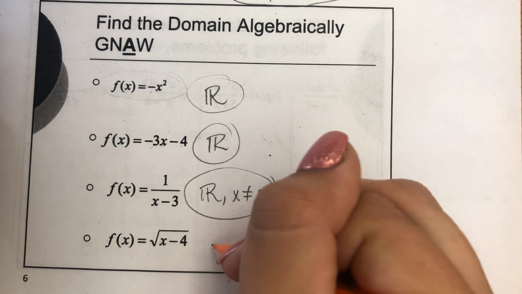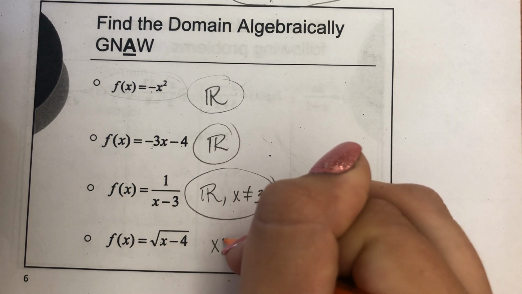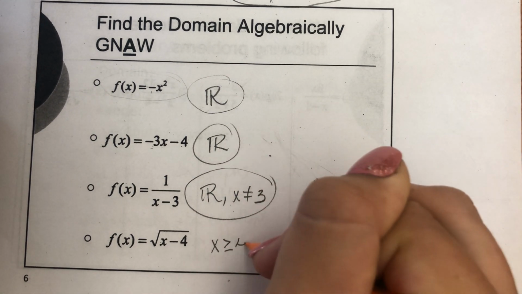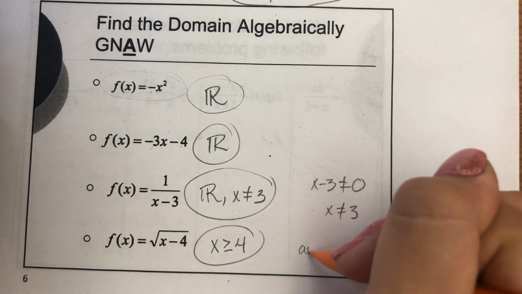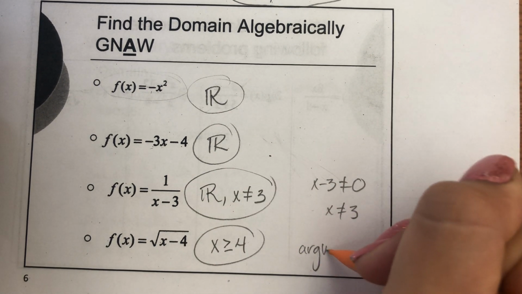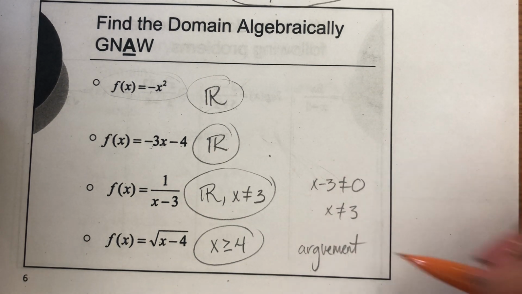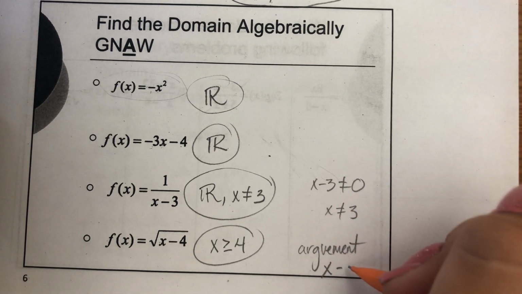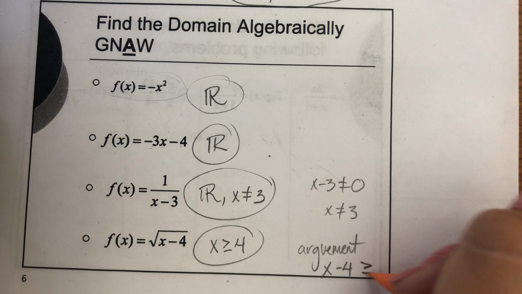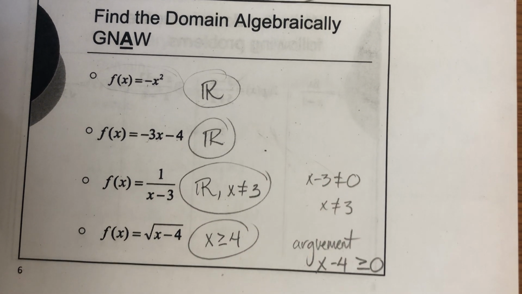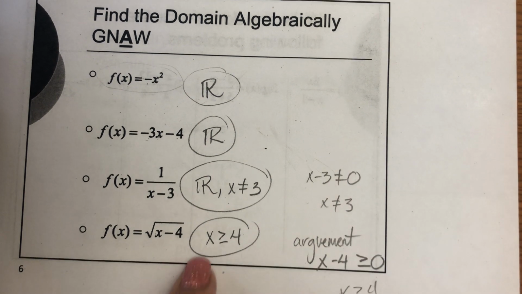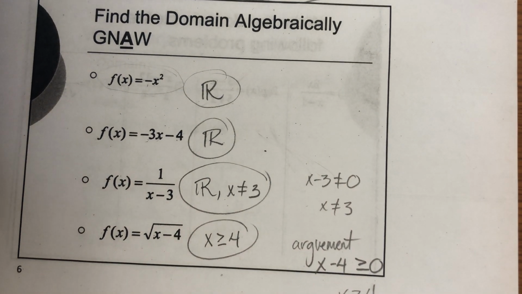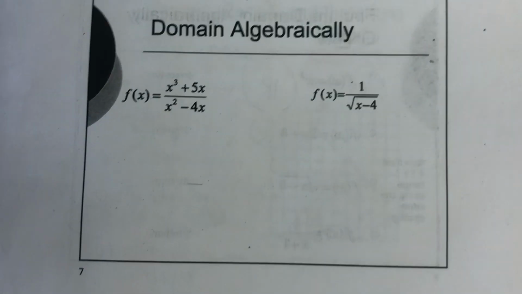All right, the answer is x has to be greater than or equal to 4. So how I get that one is I set the argument, that's a new word, argument, which is aka what's underneath the square root, greater than or equal to 0, and then I solved it. So x would be greater than or equal to 4, boom. All right, let's keep it moving.